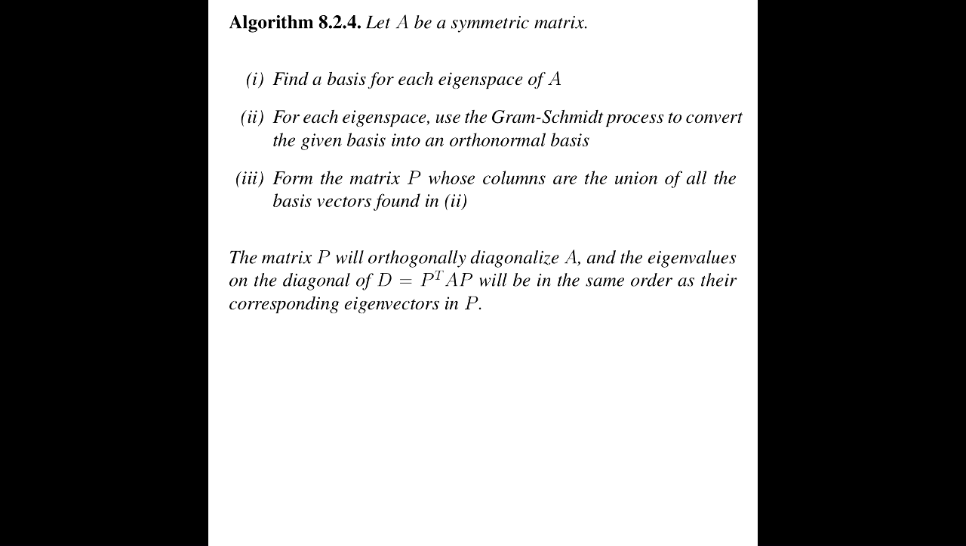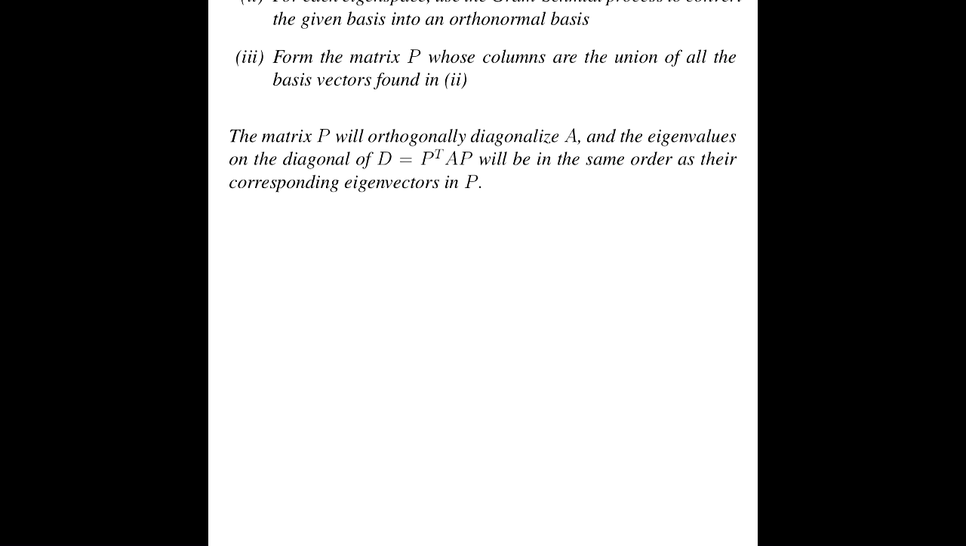Because we have this basis from A, we can construct P by letting this basis be the column vectors. Then which basis is the first column, which one is the second column? Once you fix this order, the eigenvalues in this diagonal matrix D will follow the same order. Let me give you an example of this.